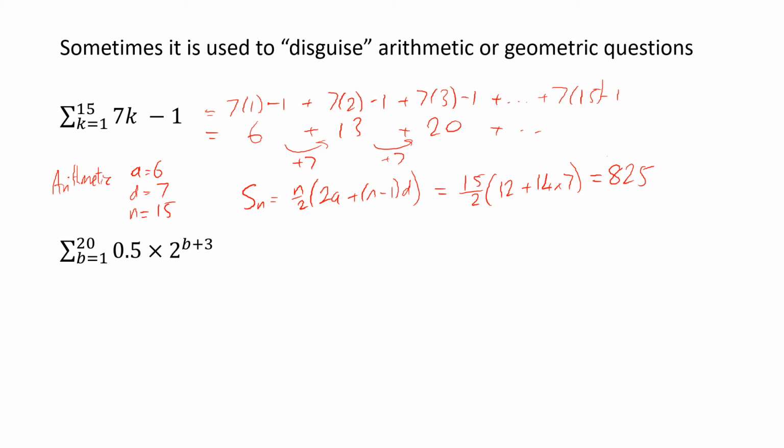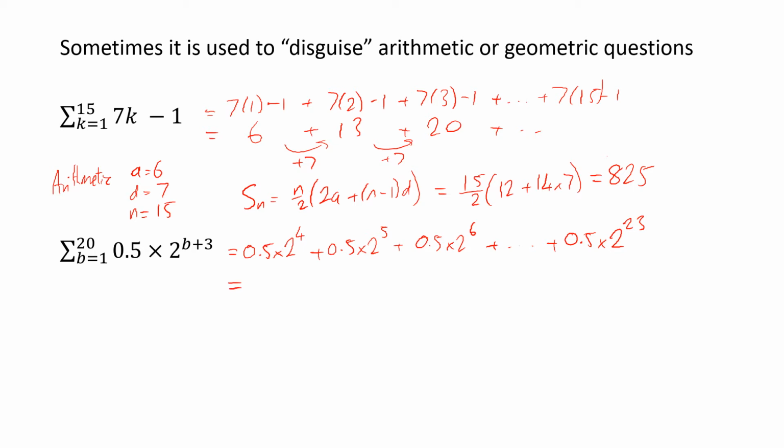This again starts with b equals 1, goes up to 20, so we'll sub in 1 first. This will give us 0.5 times 2 to the power of 4. Yeah, 1 plus 3 is 4. And then our next term will be 0.5 times 2 to the power of 5, and then 0.5 times 2 to the power of 6, all the way up to 0.5 times 2 to the power of 23, if we sub in b as 23.